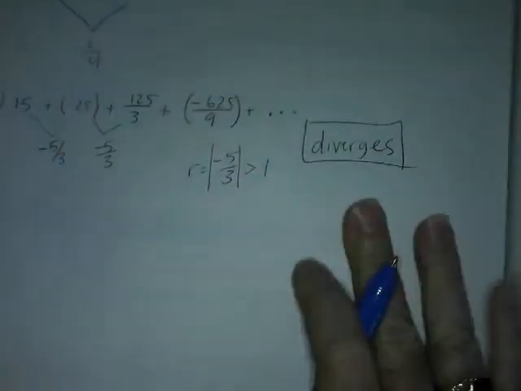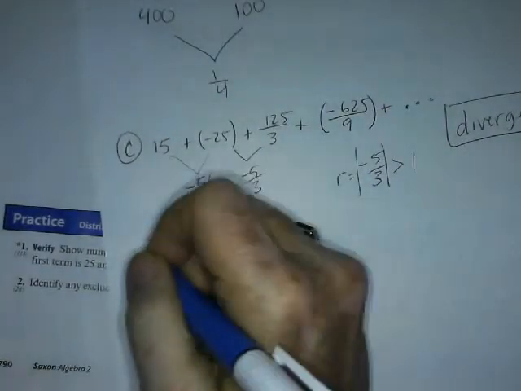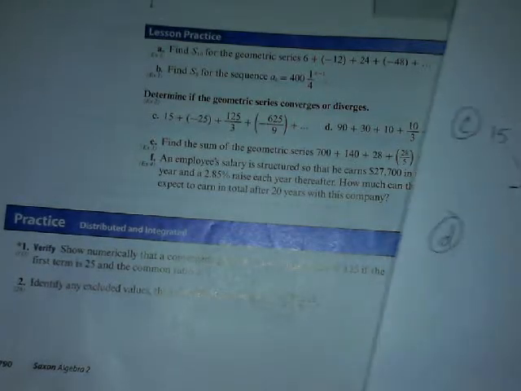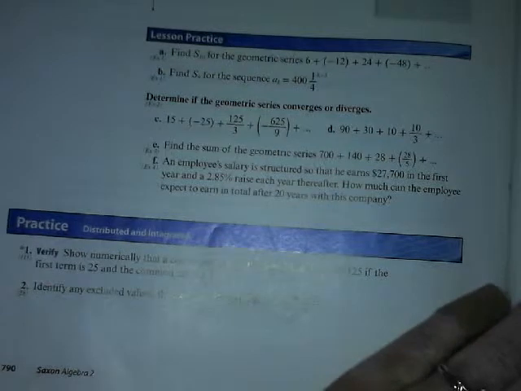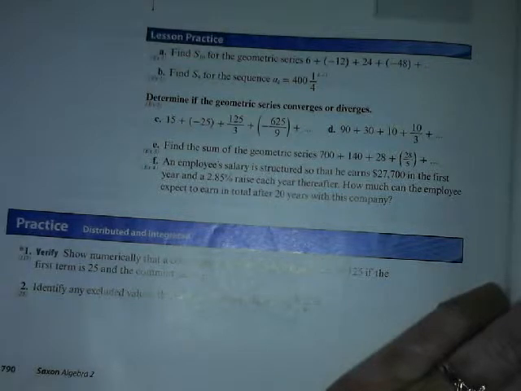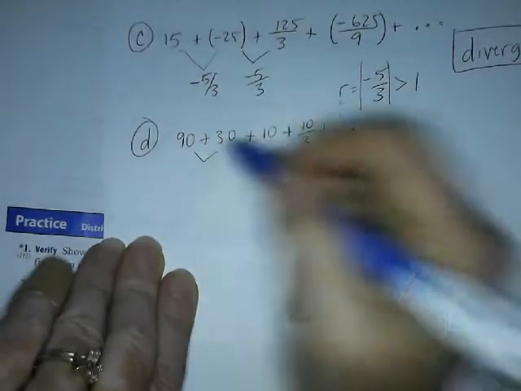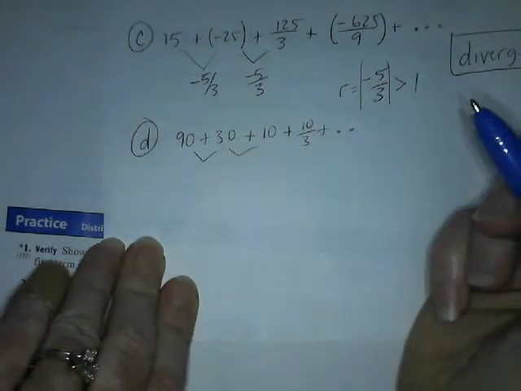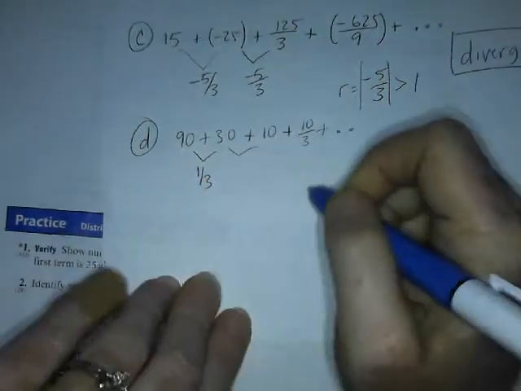Do we have more time? Yes, we do. So let's do letter D. Letter D says, okay, so try to guess what the multiplier is. It's 90, then 30, and 10. I think it's probably 1/3. So we can guess pretty easy. You got divided by 3, right? So that's 1/3. So r equals 1/3.